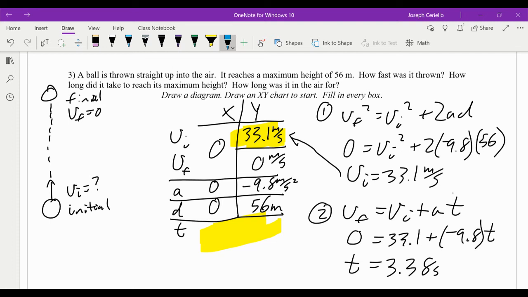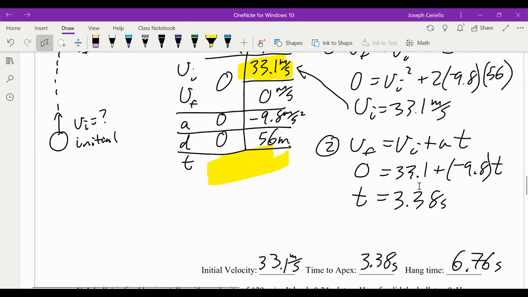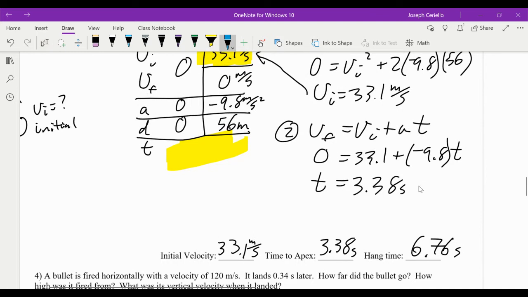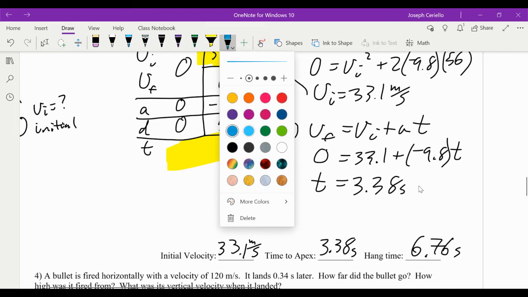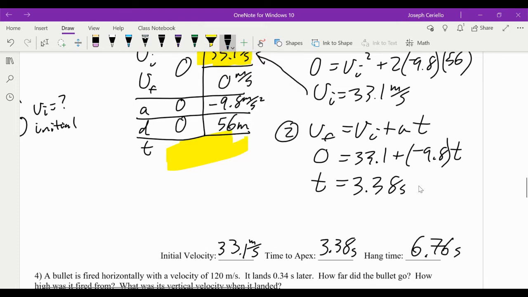Our final velocity in the vertical direction is 0 because at its max height, the velocity is 0. Our acceleration is going to be negative 9.8. It's negative because it's slowing down the ball as it goes upward. And we have our distance. So to find Vi, I can use Vf squared equals Vi squared plus 2ad, and I can get 33.1 meters per second. And for number 2, to get the time to the apex, it is Vf equals Vi plus at, and I get 3.38 seconds. Now the hang time is simply multiplying the time to the apex by 2, because remember, time up equals time down. So if it takes 3.38 seconds to go up, it takes another 3.38 seconds to come back down for a total of 6.76.